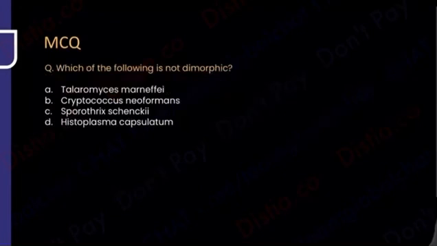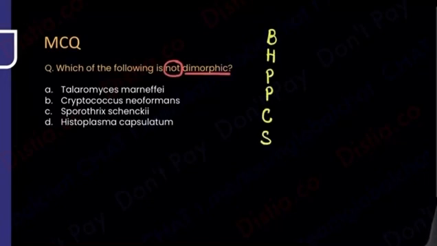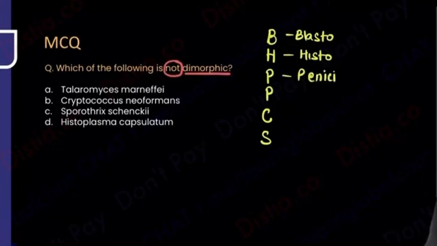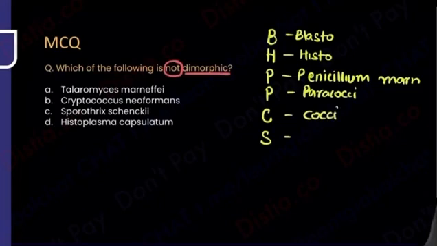Coming on to another question that we have: which of the following is not dimorphic? First, you will have to learn and recall which were the dimorphic fungi, and now you will be learning which of them is not dimorphic. So please remember, we had a mnemonic, right? Body, heat, probably changes shape. Can you do a quick recap with me? B was for Blastomyces. H was for Histoplasmosis. P is for Penicillium marneffei. So something to do with marneffei, Penicillium marneffei was mentioned. Next we have paracoccidioidomycosis. Then we have coccidioidomycosis, and then we have Sporothrix schenckii or sporotrichosis.